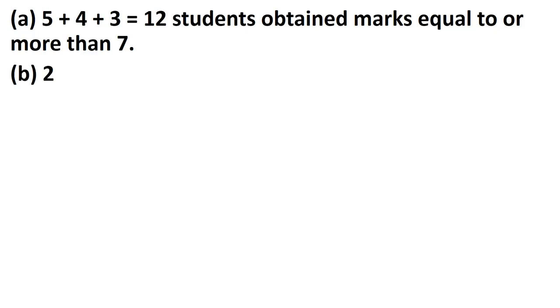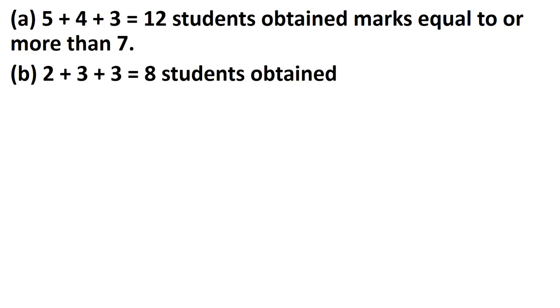B is how many students obtained marks below 4. You can see in the table that below 4 are 3, 2 and 1. So it is 2 plus 3 plus 3, that is 8. 8 students obtained marks below 4.